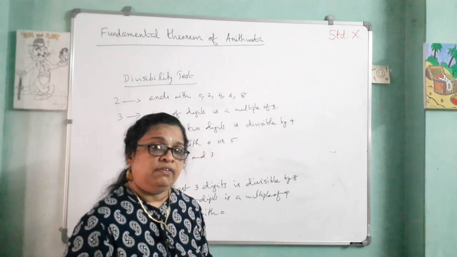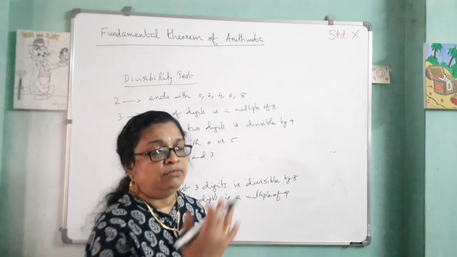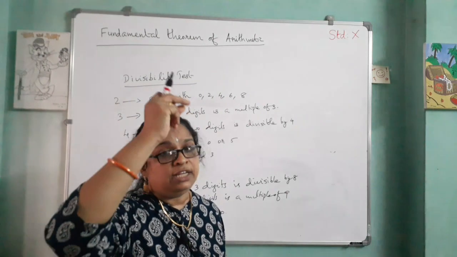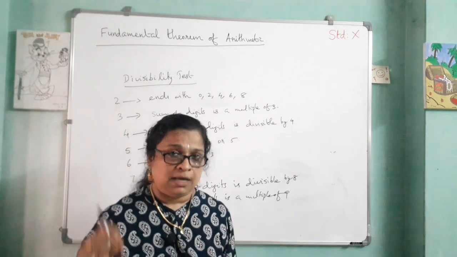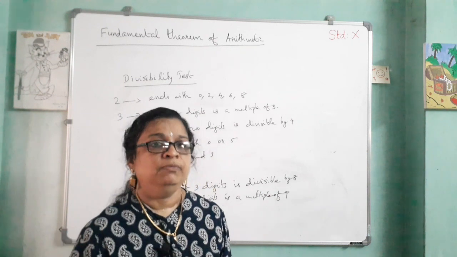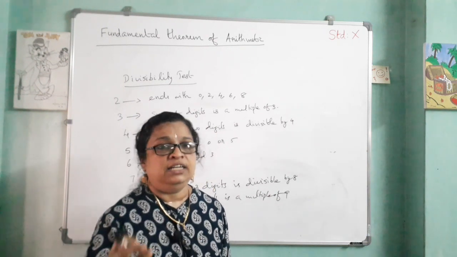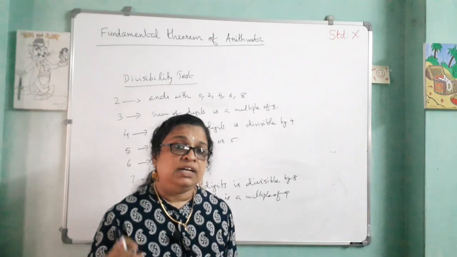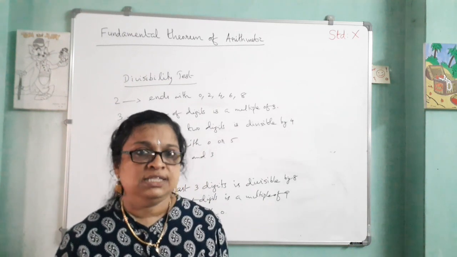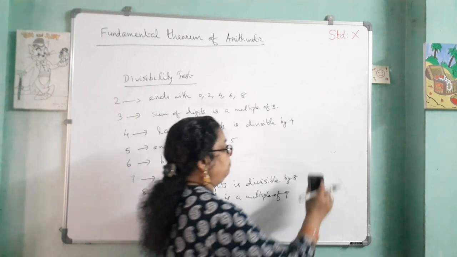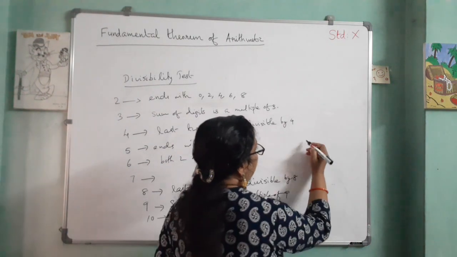Then divisibility of 11. That is, we write the number and from right to left we count the places 1, 2, 3, etc. Then we take the odd places sum and the even places sum, and then take the difference. If that difference is 0 or a multiple of 11, the whole number is a multiple of 11. Okay, let us take an example.